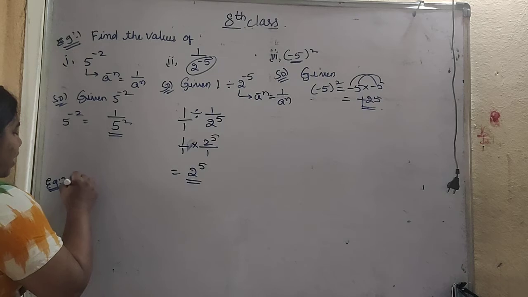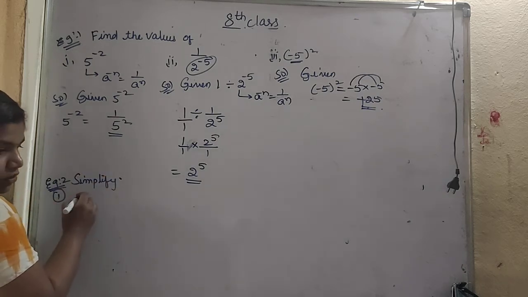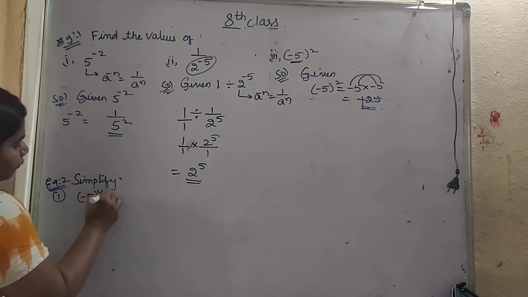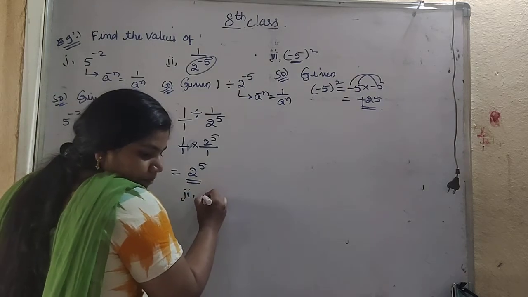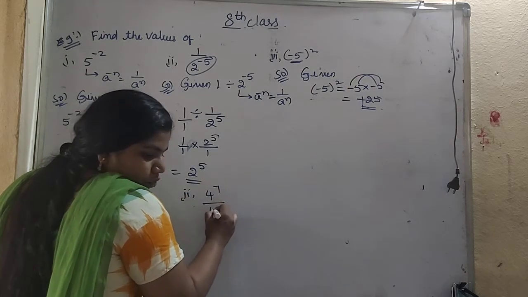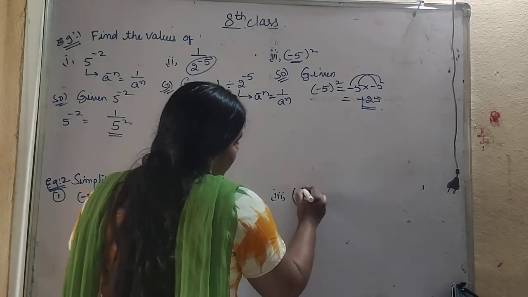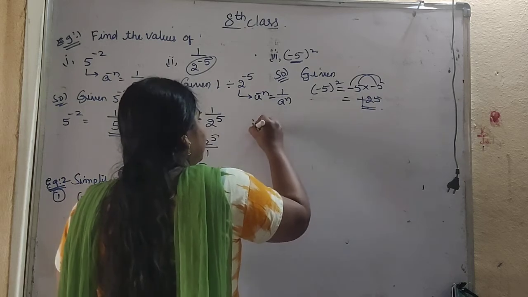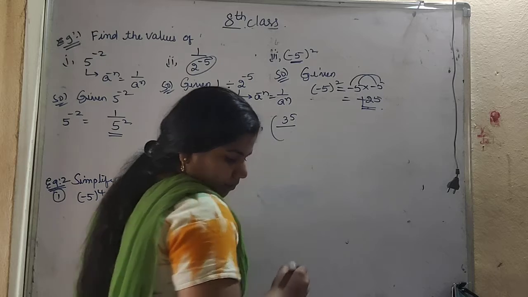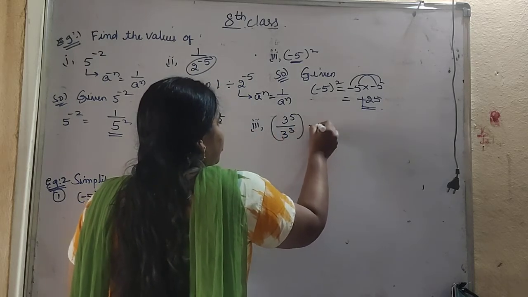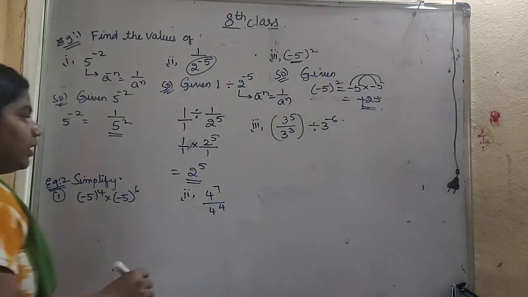So simplify. We have to simplify the given values. In that, first one is minus 5 to the power of 4 into minus 5 to the power of 6. And second one is 4 power 7 by 4 power 4. And third one is 3 power 5 by 3 cube divided by 3 power minus 6. So this one we have to solve.